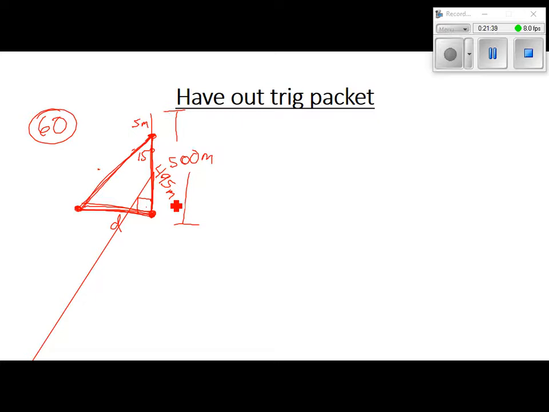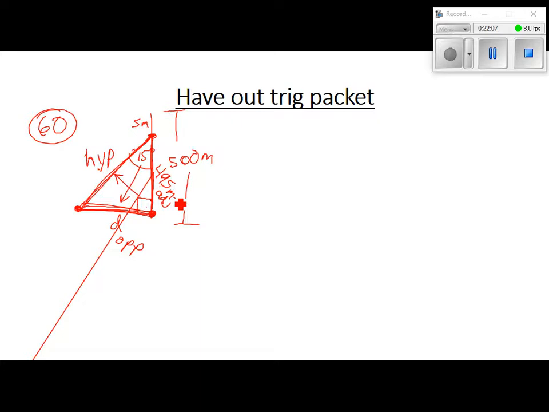Now, when I go to do this, next thing I'm gonna do is label my triangle. Which angle am I gonna use? 15. Use the 15. So when I go to label this, what's that side gonna be labeled? That's your opposite. What's that side labeled? What's this side over here labeled? Jason. Right, Lexi?